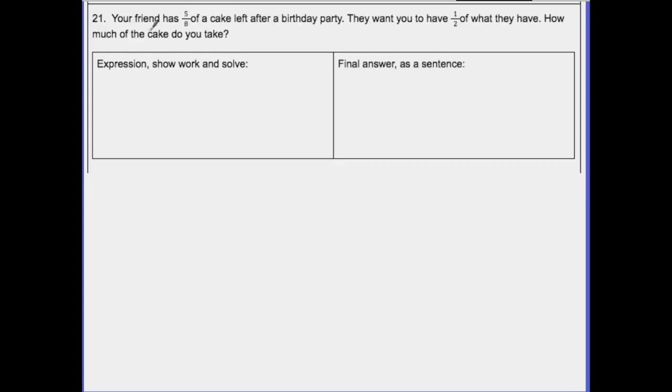All right, number 21, your friend has 5/8 of a cake left after a birthday party. You want to have half of that. So again, if you're having trouble with fractions, think of a whole number. If you have 4 cakes and you want to have half of the cakes, well, 4 cakes, half of the cakes I would multiply. That means that I would have 2, right?